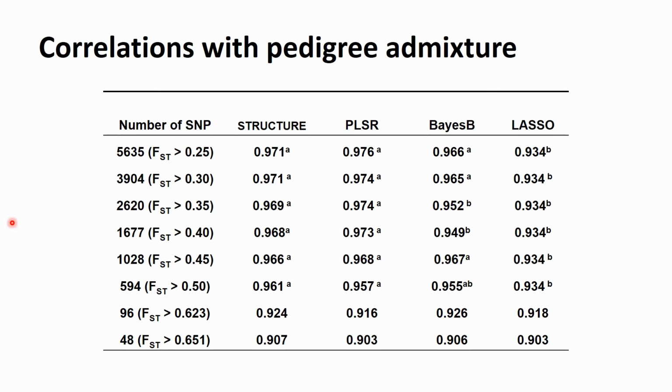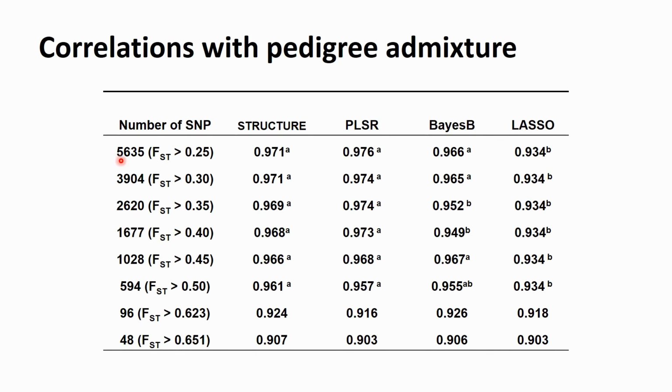Back to our cattle study. So this is an example of such an approach when we again look at the correlations with the pedigree admixture, but this time we select SNPs based on the FST value. So basically a higher information value, because the higher the value of the FST, the more distinct are these SNPs between the two populations.